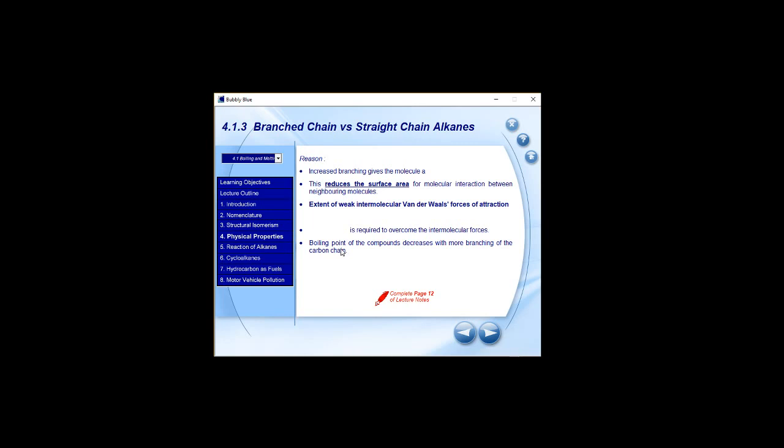Increased branching in an alkane molecule gives it a more spherical shape. This reduces the surface area for molecular interaction between the alkane molecules. The extent of weak intermolecular van der Waals forces of attraction decreases, which leads to a lower energy needed to overcome the intermolecular forces of attraction, which is why branch chain alkanes have a lower boiling point compared to the straight chain isomers.